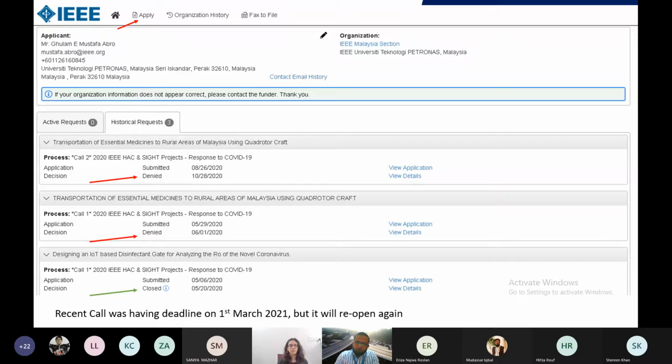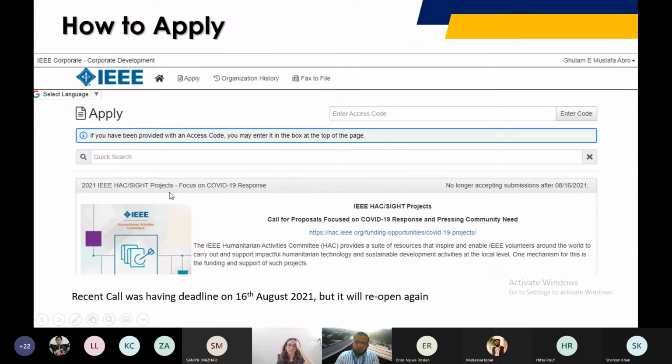This one is the option where you have to apply. So when you click on apply, they will tell you, okay, this is the call for grant proposals. Unfortunately, the last date was 16th of August, but it's not like that because IEEE HackAndSite opens the call three times in a year. Three times in a year means one in February or March. The second one is now this August, that is already gone. The third one will most probably be in November or December.